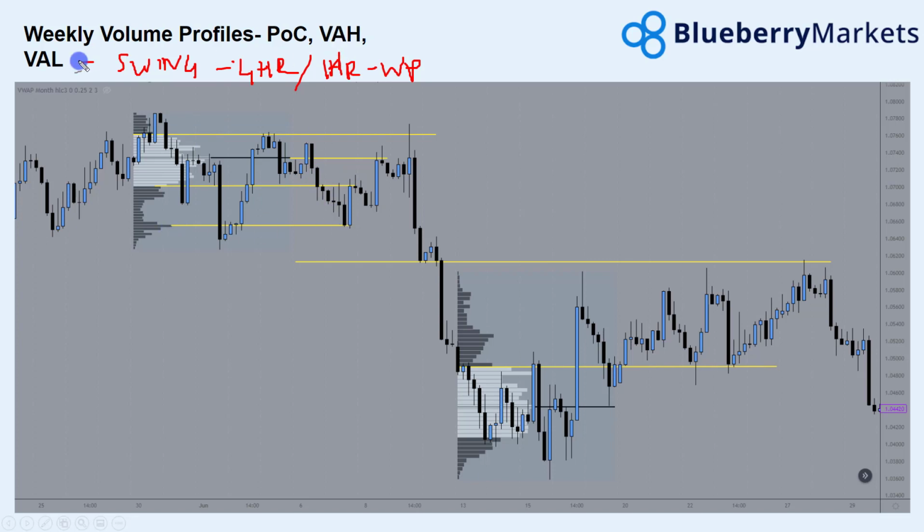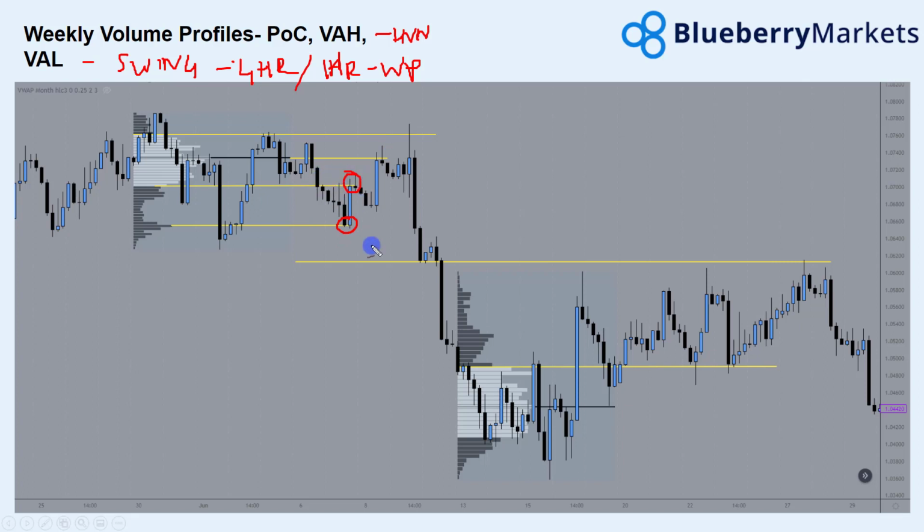Now, I haven't put high volume nodes on here, but they are something you should consider when looking at volume profile. High volume nodes are basically like miniature points of control. They're showing you an area where there was an increase in volume, or a price where there was an increase in volume. So you can see price comes and retests that high volume node, and look, price bounces to the upside. Where do we find resistance?